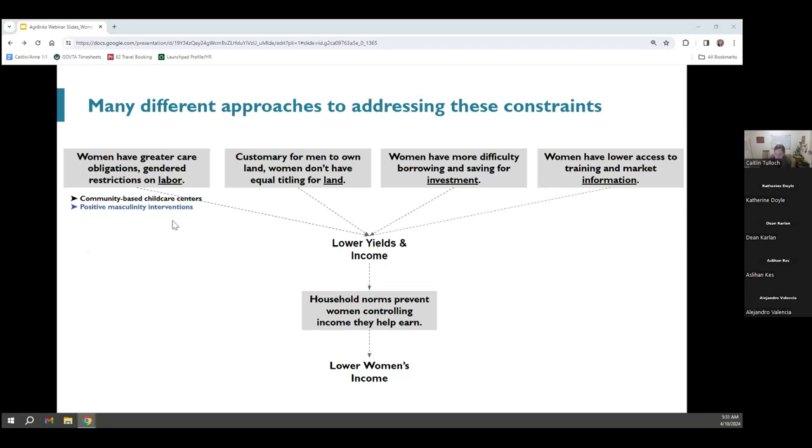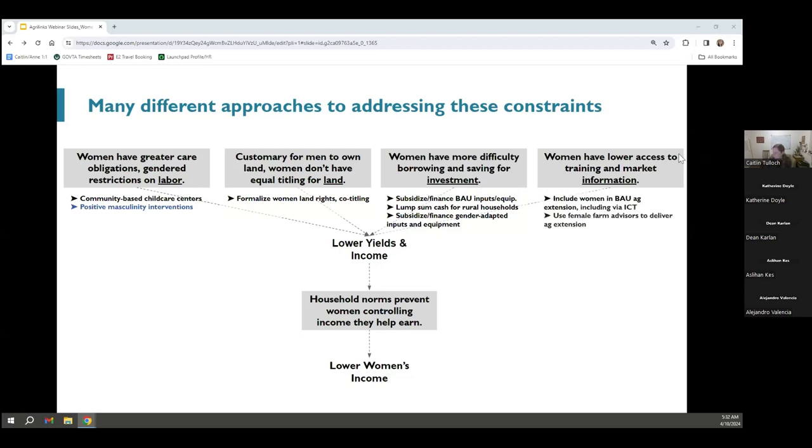There's also some that are attacking this through the direction of norms, things like positive masculinity interventions that seek to improve the balance of gendered obligations and duties within a household. You've got interventions that are seeking to more equalize title and access to land, so formalizing women's land rights or co-titling pushes. A number of interventions are addressing these constraints in terms of investments, so subsidizing or financing what I'll call business as usual inputs and equipment. You can see some programs that are doing lump sum productive grants for rural households and so forth.